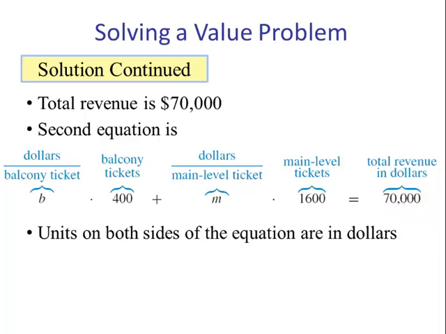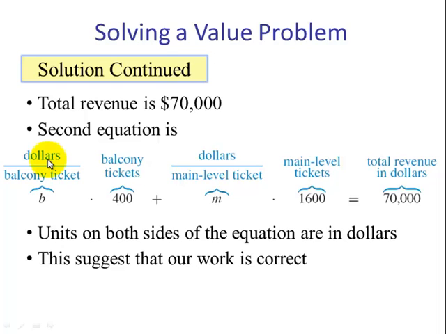The units on both sides of the equation are in dollars, because we have dollars over balcony tickets times balcony tickets, which cancel. So we have dollars plus, same thing here, the main level tickets cancel out, and we have dollars. So dollars plus dollars equals the units here, which is dollars. So this suggests that our work is correct.